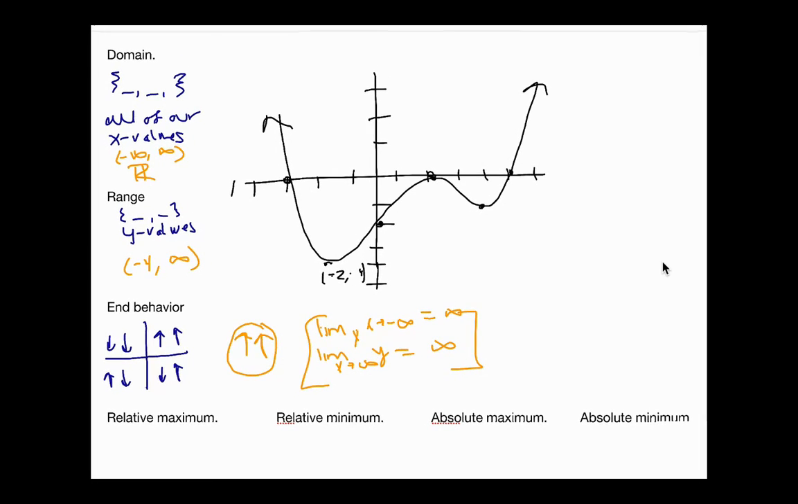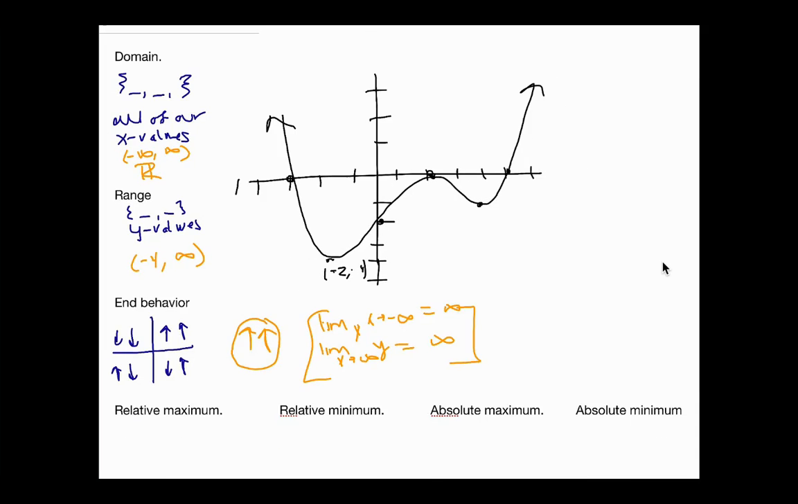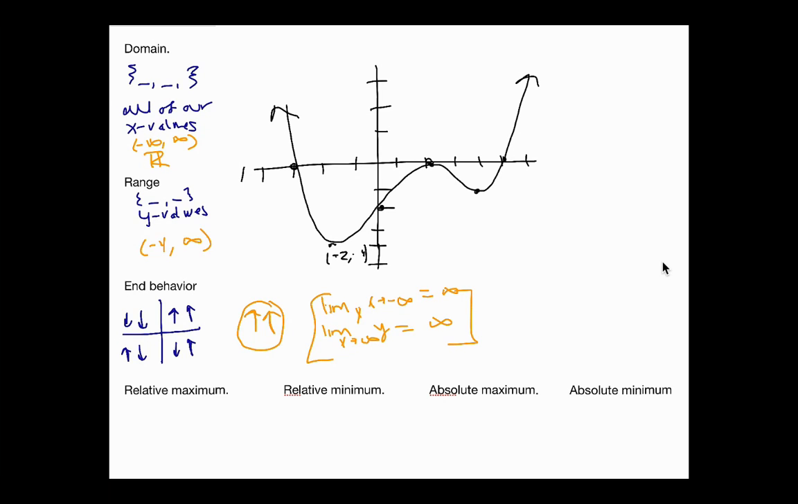The last four that I want to look at here are going to be our relative maxes and mins and our absolute maxes and mins. So these have to do with the lowest point in a particular section of a graph, and then the lowest point for the whole graph, and then the same thing for the highest point. So these do have to do with your y values.